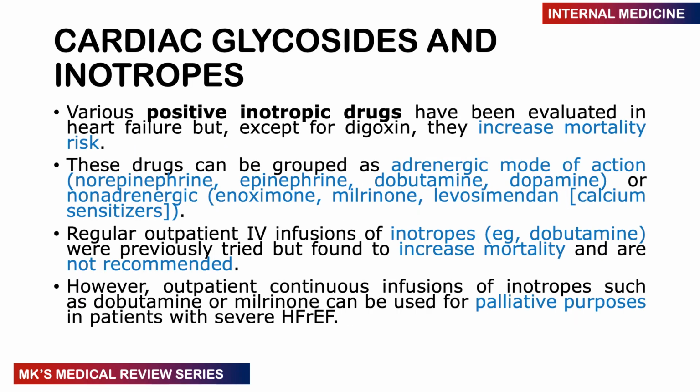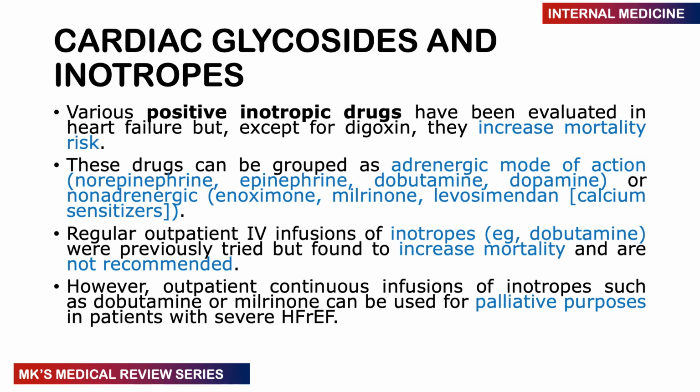Then we move now to a large group, which I will spend a bit of time talking about, though we don't routinely use these drugs quite often in the hospital because they have been replaced by better drugs. So these are cardiac glycosides and inotropes. Remember that potentially some of these can increase your mortality risk, and they're going to be positive inotropic drugs, and these are going to be grouped as adrenergic acting drugs like norepinephrine, epinephrine, dobutamine, dopamine, or even non-adrenergic drugs like your milrinone and the other different groups of drugs.